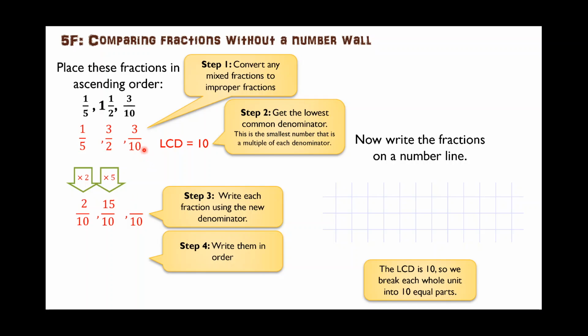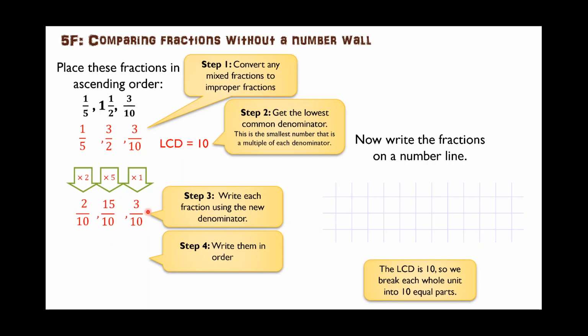Finally, this one is already over 10. I don't have to multiply by anything. To get from 10 to 10, I can multiply by 1. I don't actually have to change this last one, so I can just leave it as 3 over 10. Isn't this cool? The reason I did this is that now they're all out of 10. Now it is really easy to see which is the smallest and which is the biggest.